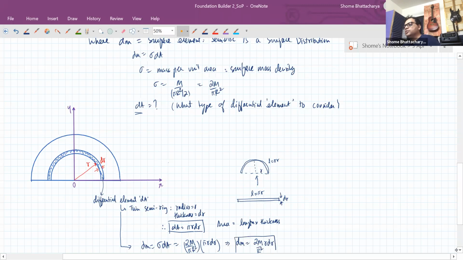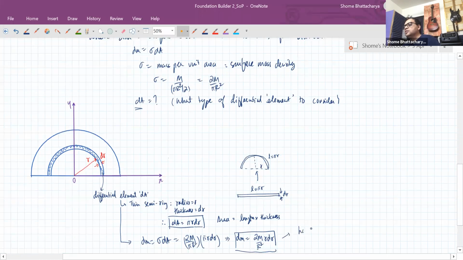But we also know that this semi-ring has center of mass at y equal to what position? 2r by pi. Remember, we discussed this in the last lecture: the position of center of mass of a semi-ring was 2r by pi on its y-axis. So we can replace this semi-ring of mass dm and radius small r with an equivalent particle on the y-axis.